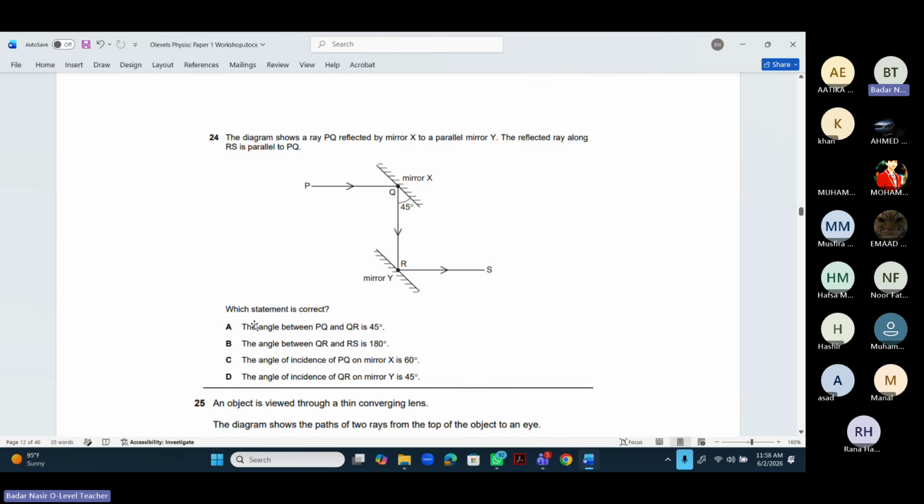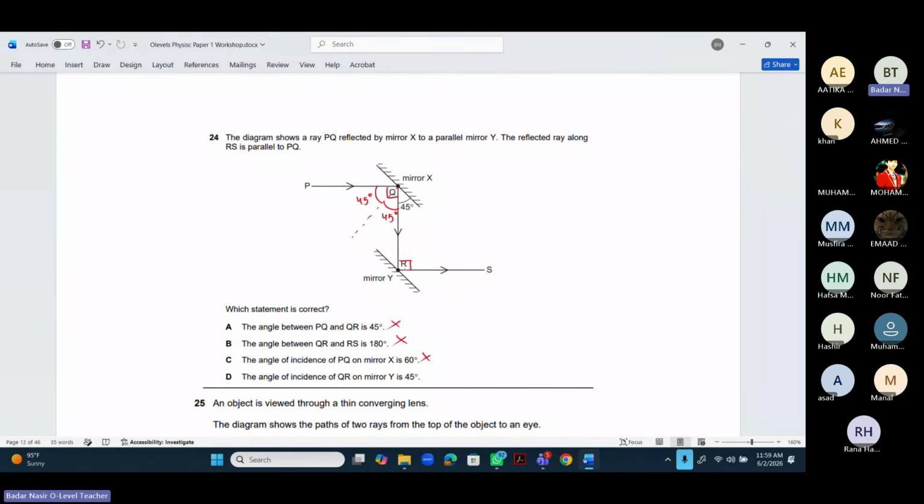The diagram shows a ray PQ reflected by mirror X to a parallel mirror Y. Reflected ray along RS is parallel to PQ. Which statement is correct? The angle between PQ and QR is 45. So PQ और QR के दरमियान तो angle 90 है. Angle between QR and RS is also 90 degrees. Angle of incidence of PQ on mirror X is 60. No. अगर मैं इधर नॉर्मल लाइन ड्रॉ करूं तो इसका एंगल ऑफ इंसिडेंस और एंगल ऑफ रिफ्लेक्शन दोनों ही 45 डिग्रीज है.